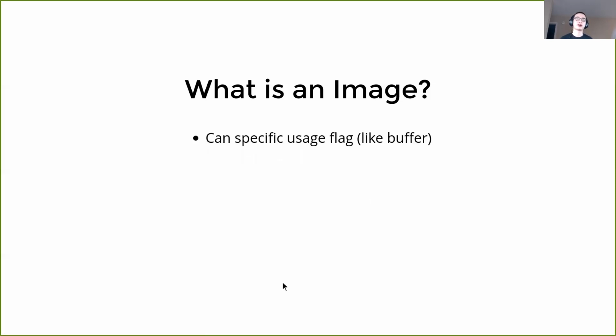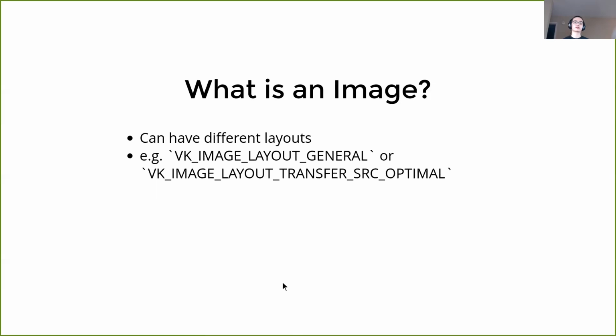Images can have usage flags. This is the same as buffers. We can say it can be used in a compute shader, it can be used in a vertex shader, et cetera. Images can also have different layouts. Usually initially the layout is undefined, and then we can transition this layout into, like, layout general, layout transfer source optimal, stuff like that. And certain Vulkan operations can only be used when the image is in a certain layout. So this can get really complicated.